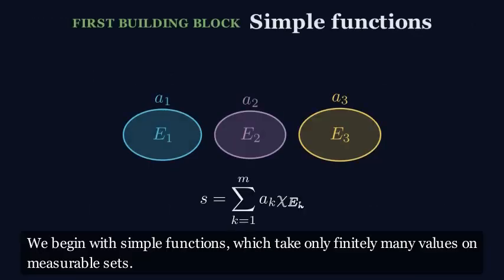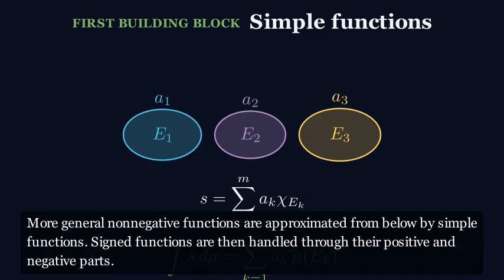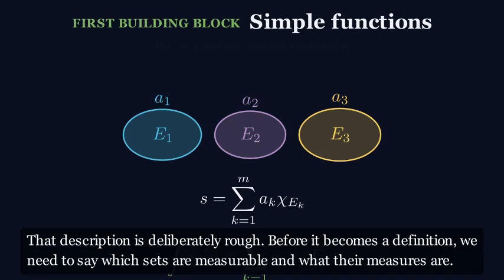We begin with simple functions, which take only finitely many values on measurable sets. Multiply each value by the measure of the set where it occurs, then add the results. More general non-negative functions are approximated from below by simple functions. Signed functions are then handled through their positive and negative parts. That description is deliberately rough. Before it becomes a definition, we need to say which sets are measurable and what their measures are.